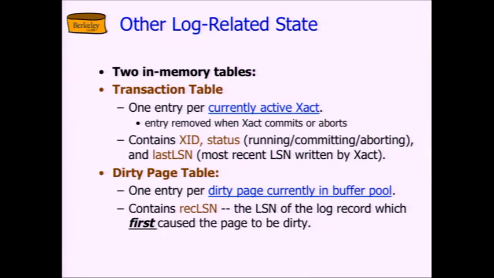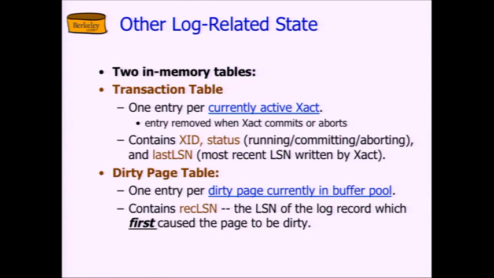So in memory, we're going to keep the transaction table, which has 1 entry per currently active transaction. All right? And that entry will be removed when the transaction commits or aborts. It contains for each transaction the transaction ID. Okay? The status of that transaction. Is it running? Is it committing? Is it aborting? What status is it in? And the last LSN, which is the sort of end of that linked list of log records for this transaction.